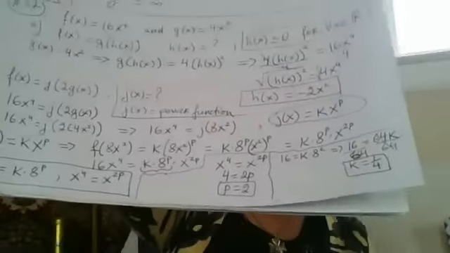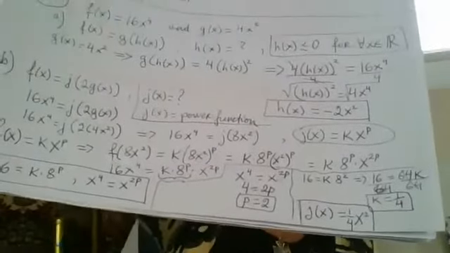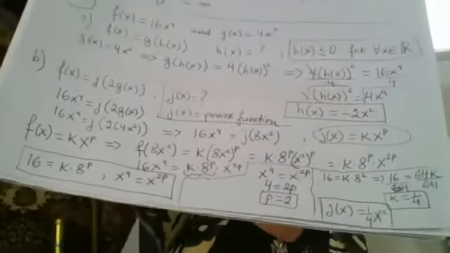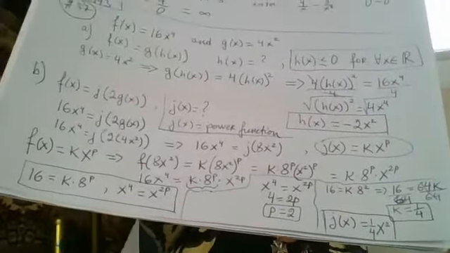Now, if I know the k value and I know the p value, can I write down the formula for j at x? Because we know that it should be a coefficient times x to a certain power. Yes. So what is the coefficient? 1/4. What is the p value? Is it 2? Yes. That's it. We have the answer for part B. j at x is equal to 1/4 of x squared. I'm done.